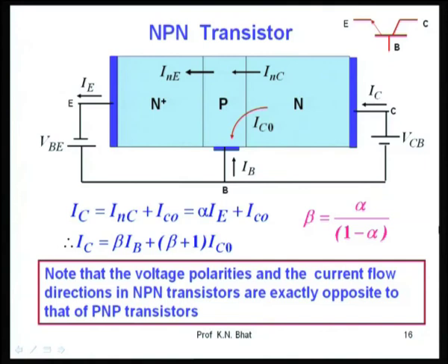Collector current is alpha times I_E plus I_C naught, or collector current is beta times I_B plus (beta plus 1) times I_C naught. This is the principle of transistor action. With this, I think I will stop. We will discuss the characteristics tomorrow.